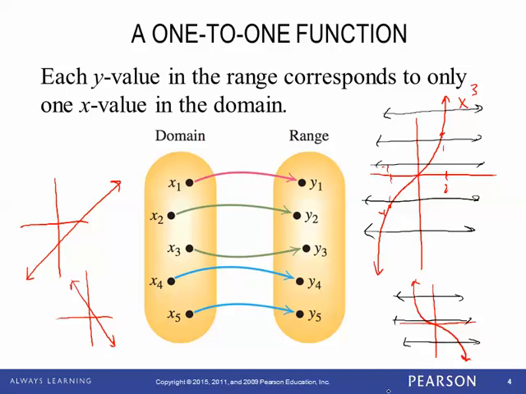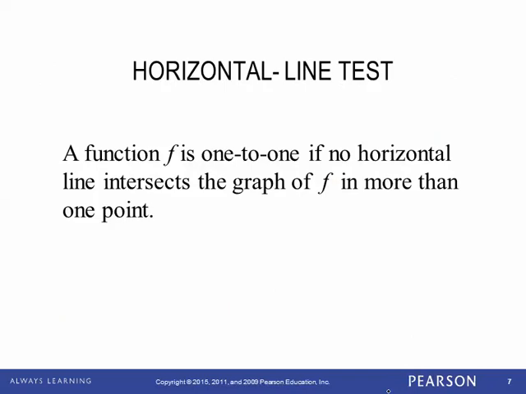So here's what we say. Kind of careful on the words. Make sure you understand it. It says a function is one-to-one if no horizontal line intersects the graph of f in more than one point.